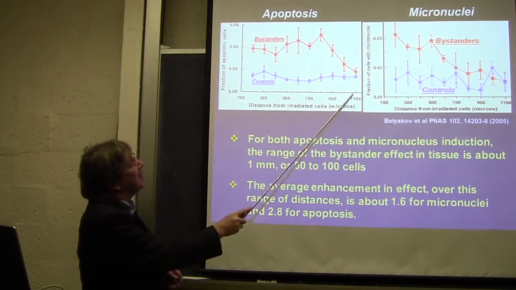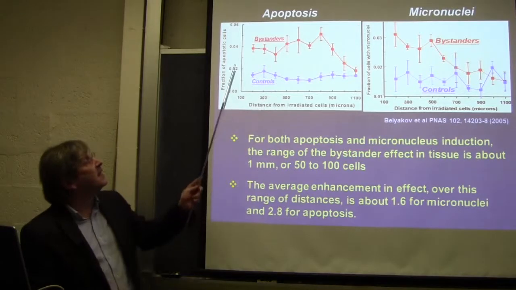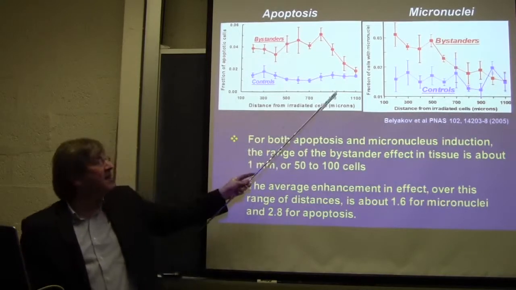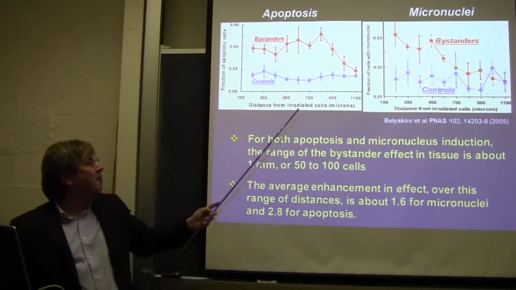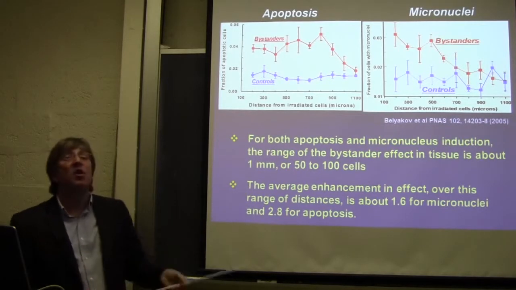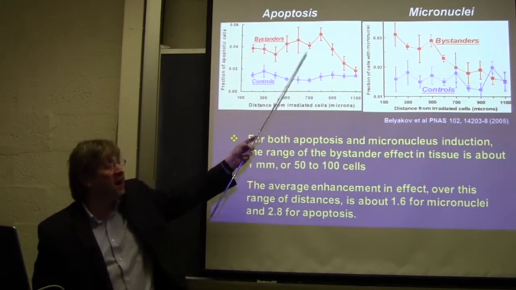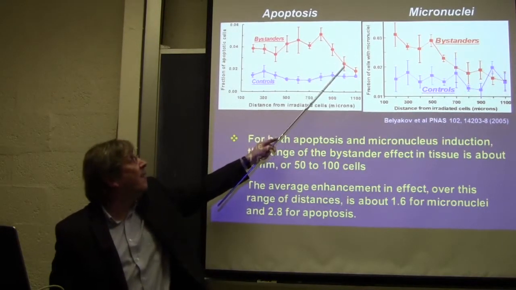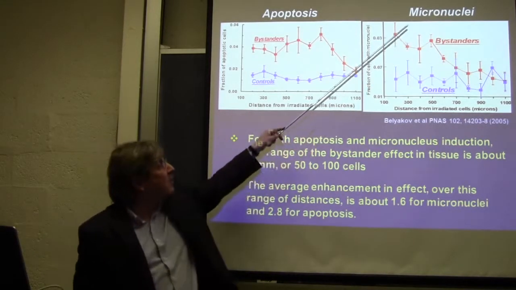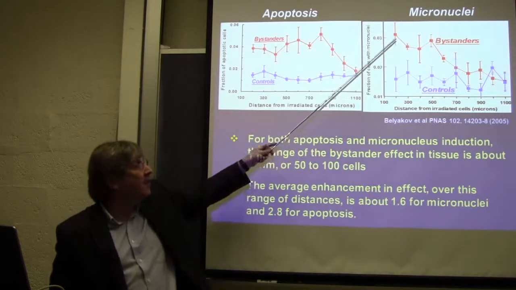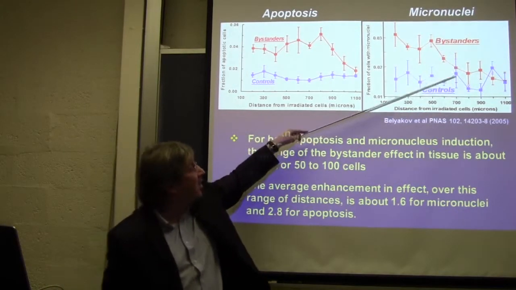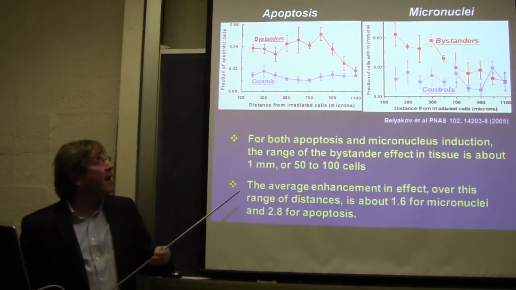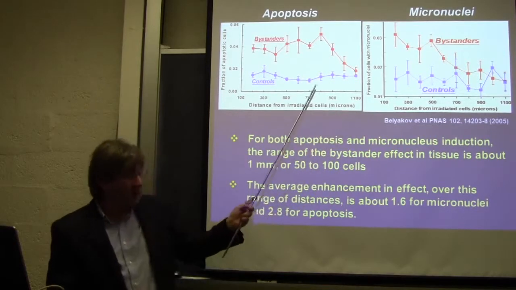Here's 1,000 microns. So what you can see is that the range of this particular bystander response is roughly 1,000 microns, which is a millimeter, or somewhere between 50 and 100 cells from the irradiated cells to where the effect ends. And the same you can see pretty well for micronuclei as an endpoint. Again, up to about 700 microns here, you can see a significant increase in effect when you're irradiating cells some distance away.